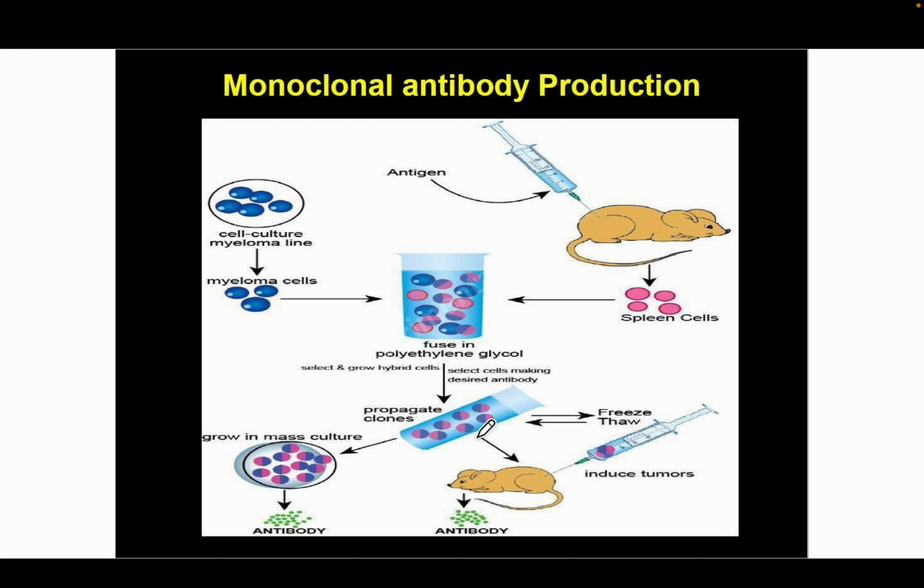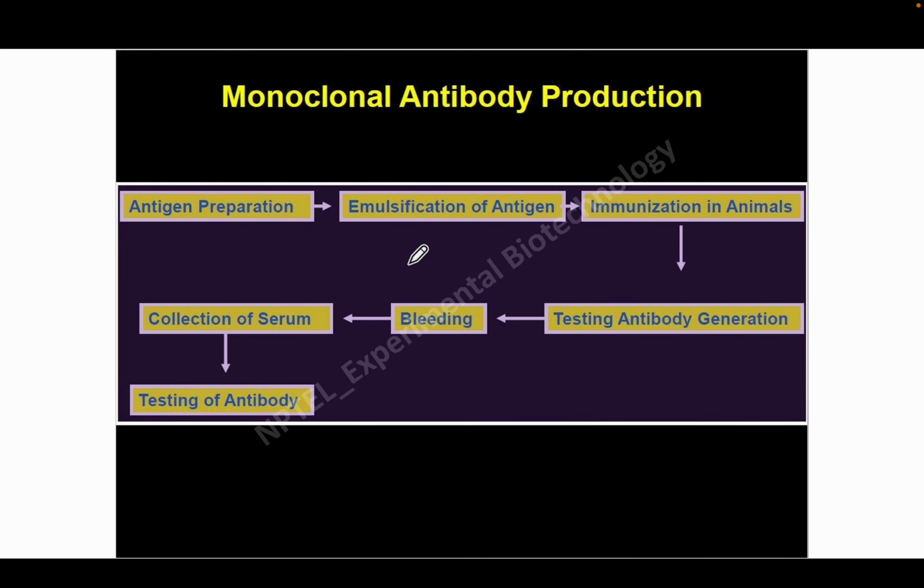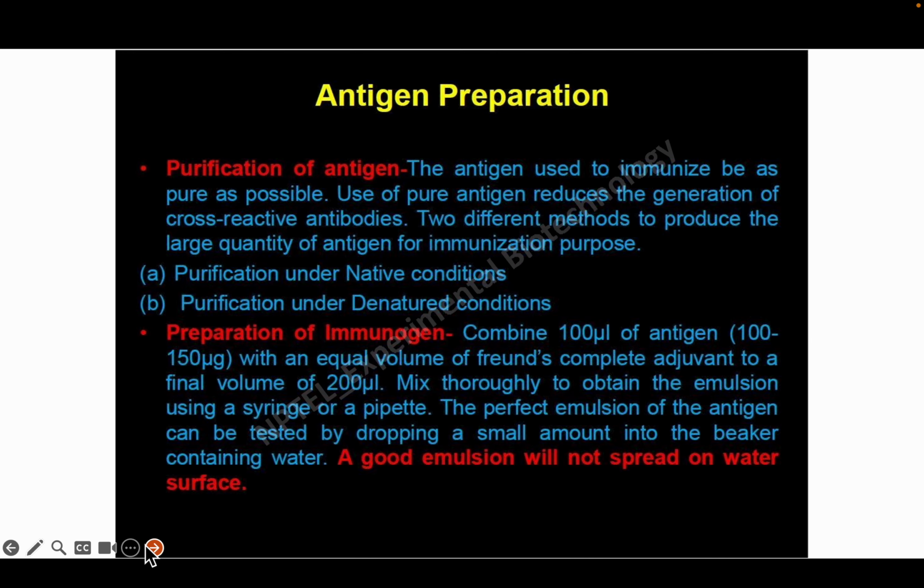And those myeloma basically grows very fast, so when you are fusing with B cell, those B cells fused with myeloma will also grow fast. So then this will grow in large culture, and those B cells will produce antibody, okay. Monoclonal antibody presentation. So this is the schematic presentation.